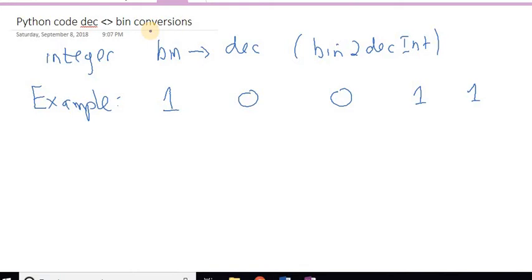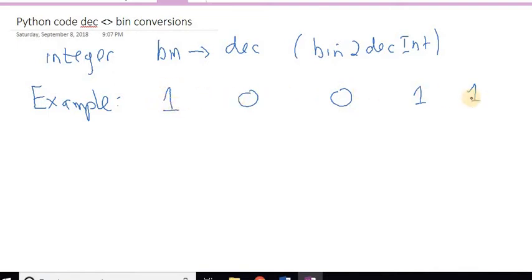In this video, I'm going to give some examples of conversions between decimal and binary. In particular, this is to prepare you for coding in Python. And in coding in Python, we have several subroutines or functions. The first function is integer binary to decimal, which in the Python code is called bin to dec int. Right? So let's see how this works.